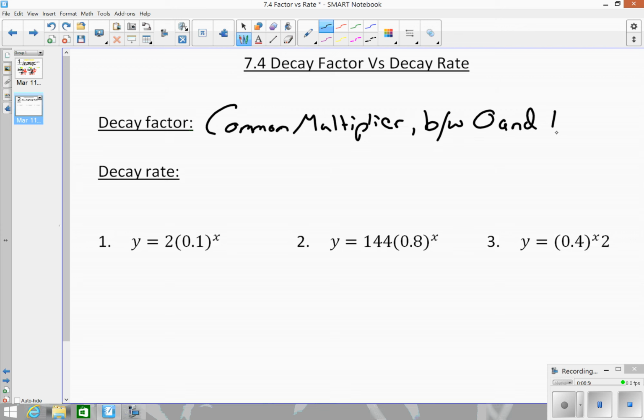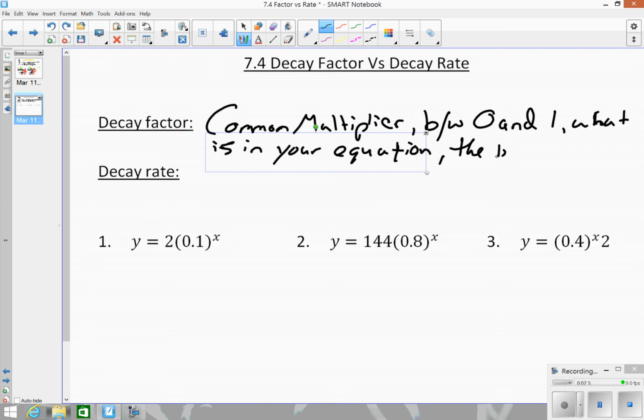And this is what is in your equation. Okay? And we talk about it's the B value. B value. Okay, good. Now the decay rate is the same thing.